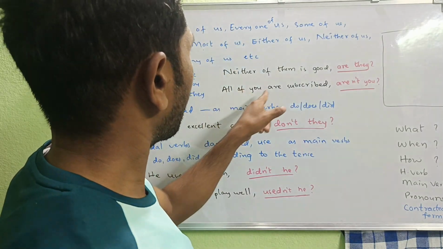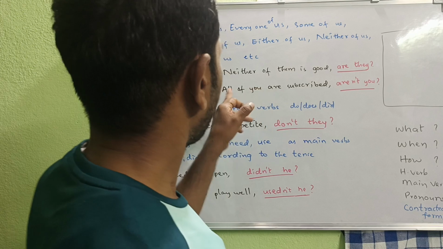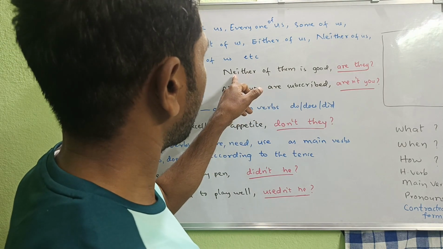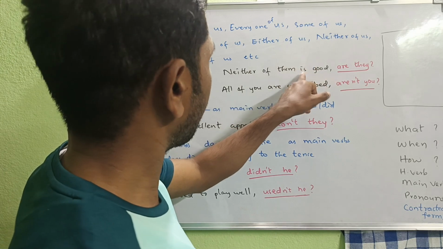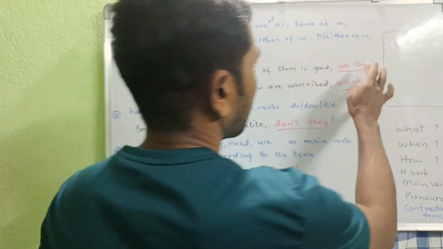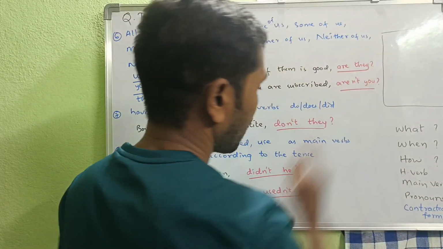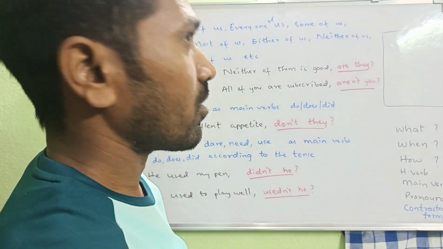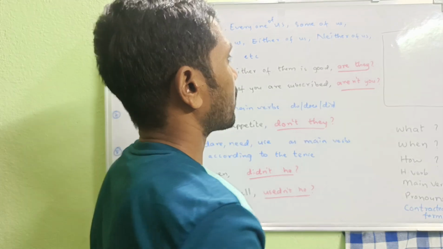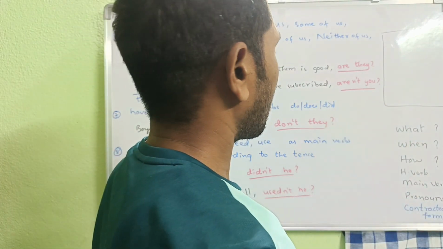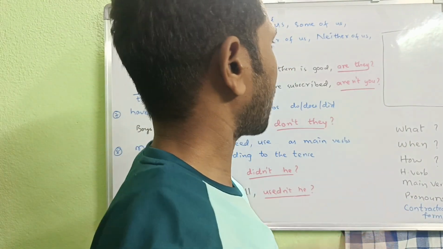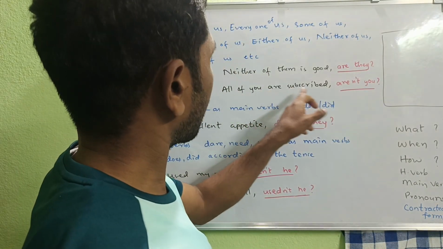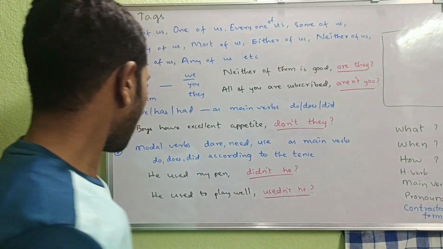Next, all of you are subscribed, aren't you? All of you, all is plural. That is why are is used. Neither is singular, so that is why is is used. Next, why do we use are they? They is plural. They after are is a question, and are they is a question. That is why are they is used here. Next, all of you are subscribed, aren't you.